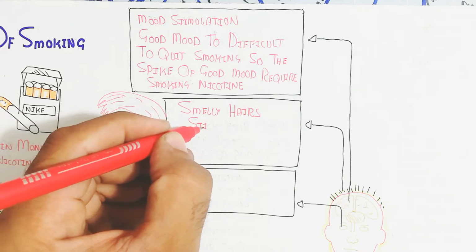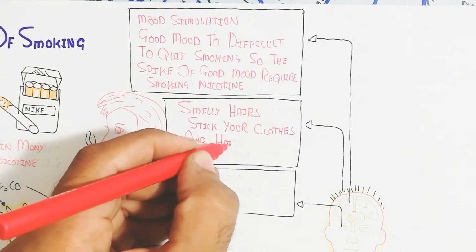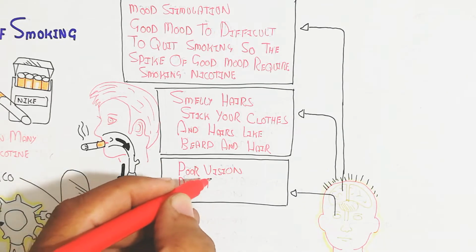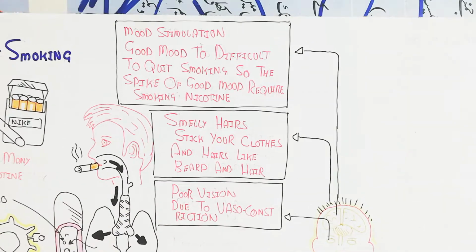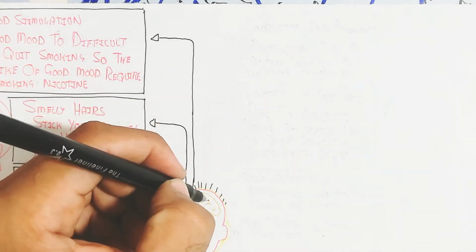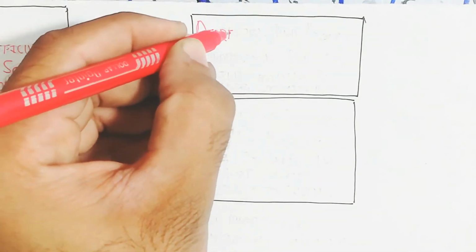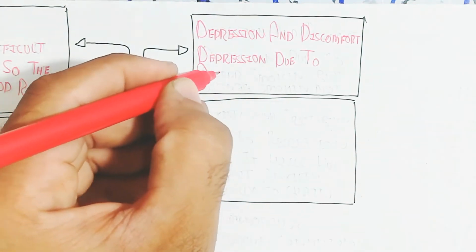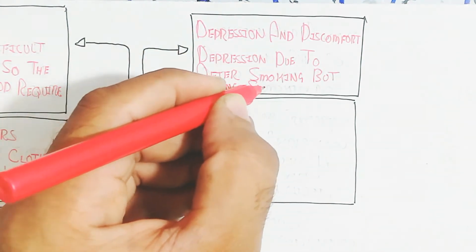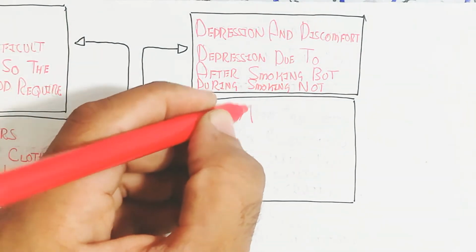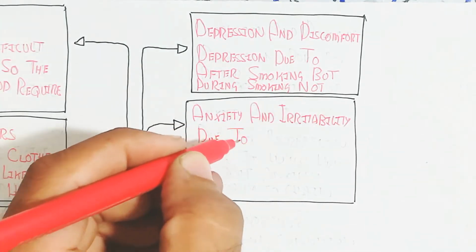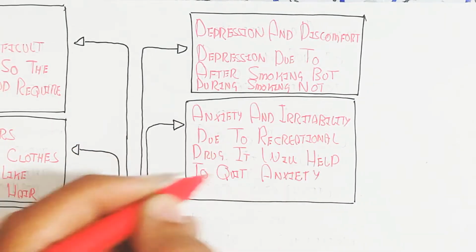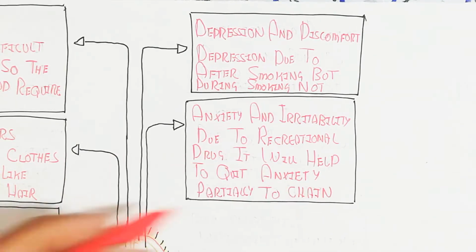On the other hand, there are smelly hairs, because the smoke sticks to your clothes, beard and hair, which also damages the hair. Then the nostril hair, also nasal hair, and poor vision due to vasoconstriction of the blood vessels near the retina. Depression and discomfort also occur after smoking but not during smoking, so a chain reaction leads again to decreased discomfort. Anxiety and irritability are due to it being a recreational drug; it helps to quit anxiety partially through the chain reaction. In this way, smoking is required again and again for relaxation.